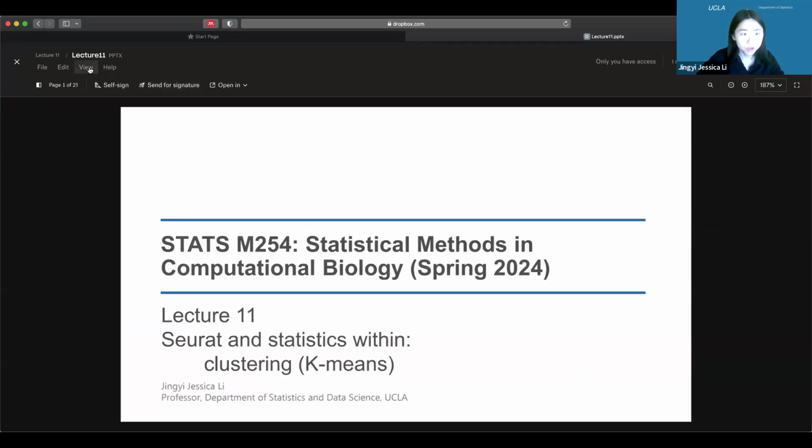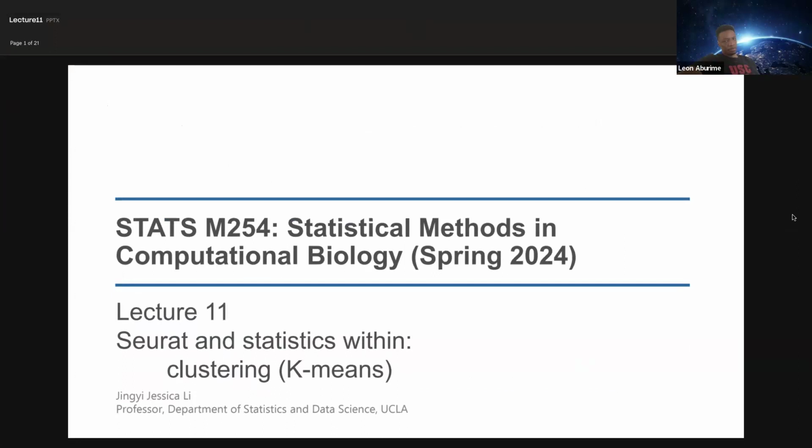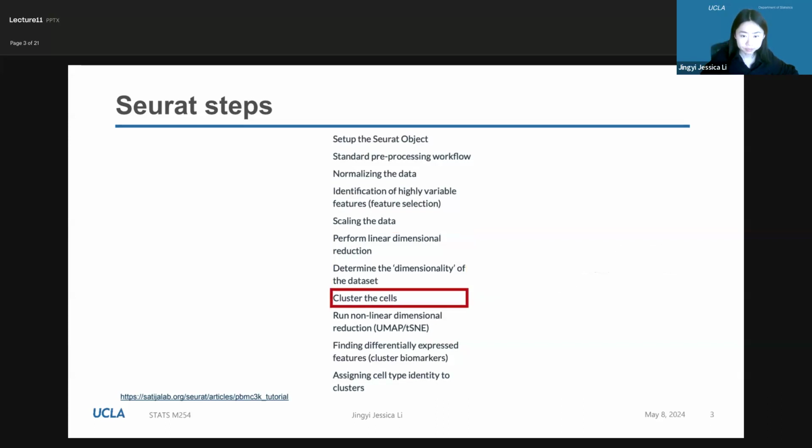So we will move on to the next step, clustering. Can you see my screen? Okay, great. We just finished talking about linear dimension reduction by introducing PCA, GLM PCA, MDS, and the needle method for choosing the number of PCs. You will see that the needle method will be used in today's clustering part. Again, it'll be a useful procedure when we look at the elbow plot. Sorry, this is a typo: NMF, PNMF, ICA. And then clustering, the next step.